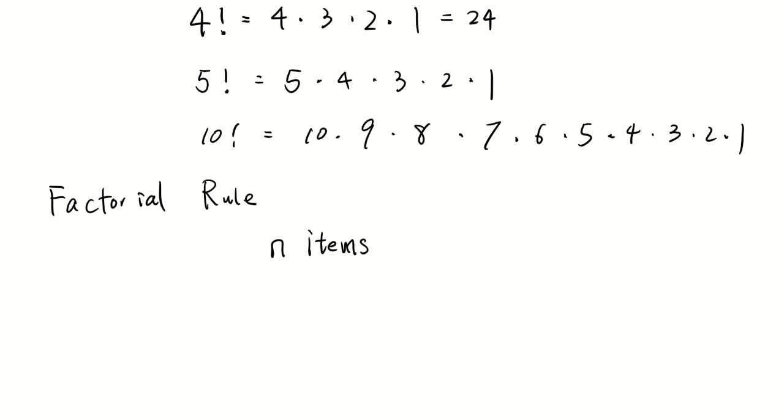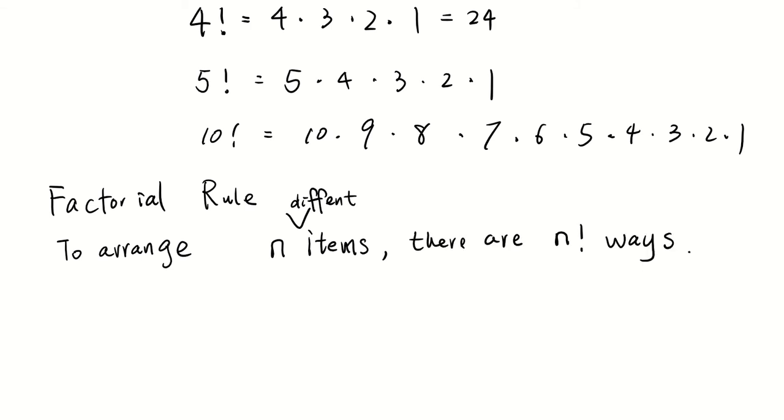It says if we have n items and we want to arrange them in different orders. Okay, notice that these n items must be different. You can't have like 2 items that are the same. You have n different items and you want to arrange them in different orders. The number of ways to arrange those n different items is n factorial.